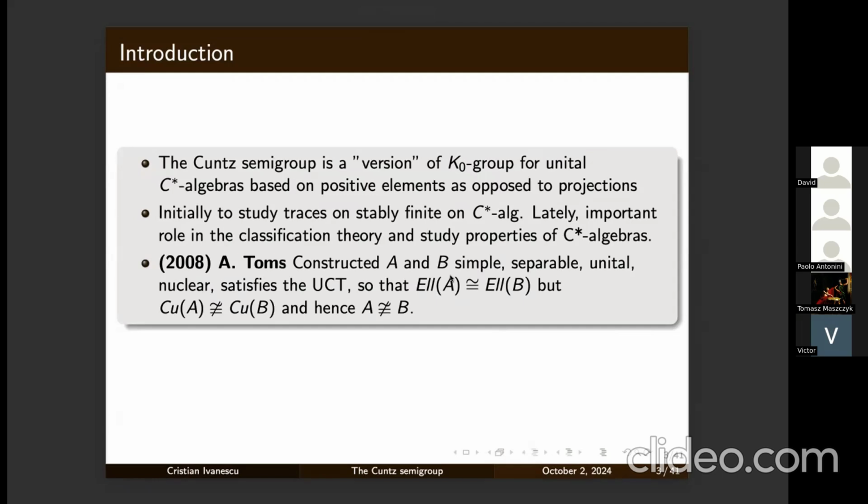I'm giving more details on the slide. So simple, separable, unital, nuclear, satisfying the UCT, such that the Elliott invariant, which I'm going to talk about more later, but let's just assume that you have heard something about it. So it's essentially K-theory and traces. So the Elliott invariant of the two C*-algebras A and B is the same, so you cannot distinguish them. However, the algebras are not isomorphic, and the way to see that is using the Cuntz semigroup. So this result, this breakthrough, was the starting point of where people said, well, if we want to classify, we should pay attention to the Cuntz semigroup.